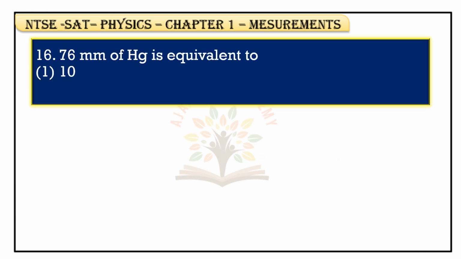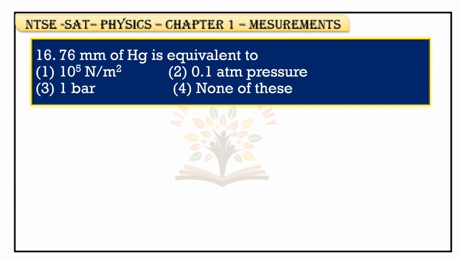Next, 76 mm of Hg is equivalent to, here 76 mm of Hg is equivalent to, now we will discuss.